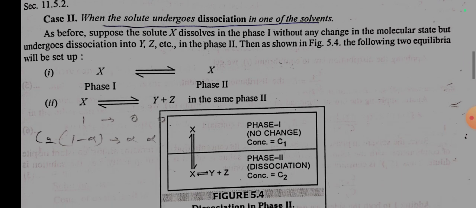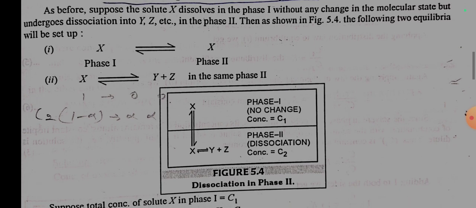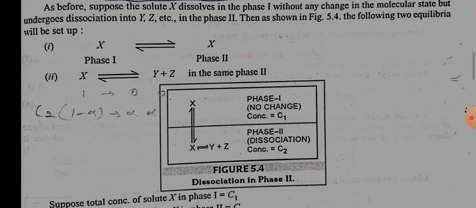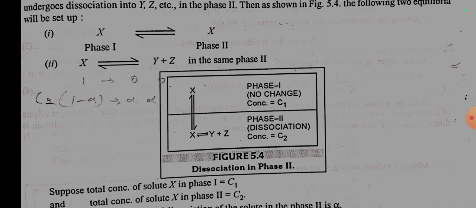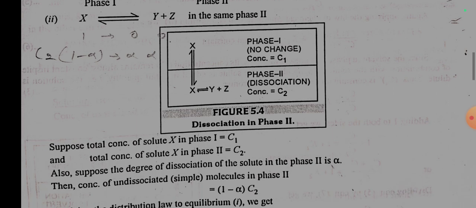Case 2. When the solute undergoes dissociation in one of the solvents. As before, suppose the solute X dissolves in phase 1 without any change in molecular state but undergoes dissociation into Y, Z, etc. in phase 2. Then, as shown in figure 5.4, the following two equilibria will be set up. 1. X in phase 1 is in equilibrium with X in phase 2. 2. X is in equilibrium with Y plus Z in the same phase 2.